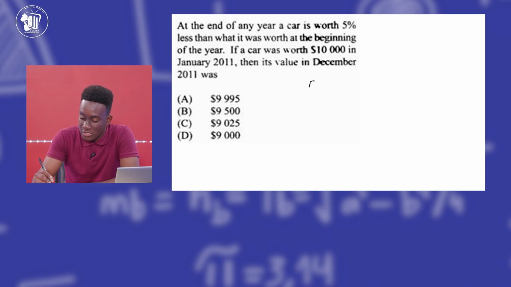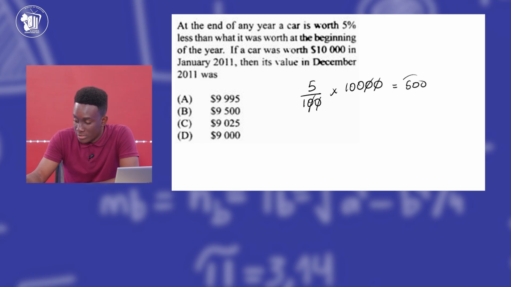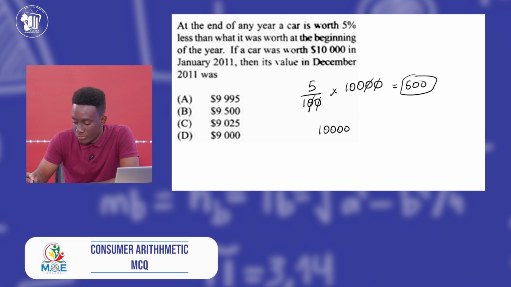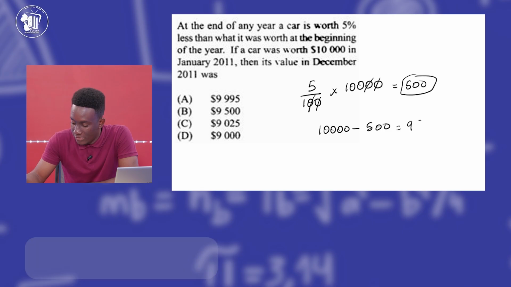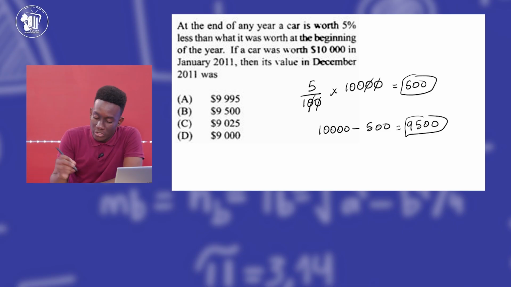So this is 5%, so it's 5 over 100 multiplied by 10,000. So this 0 go with that 0, this 0 go with that 0. 5 times 100 would be 500. So the cost of the car depreciated by $500. So 10,000 subtract $500 would be $9,500. So the worth of the car in December would be $9,500, which is B.